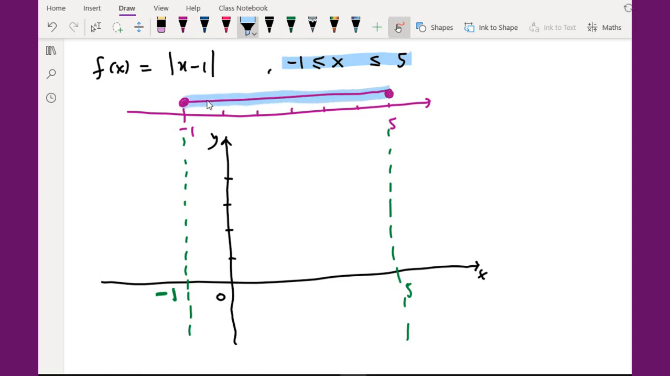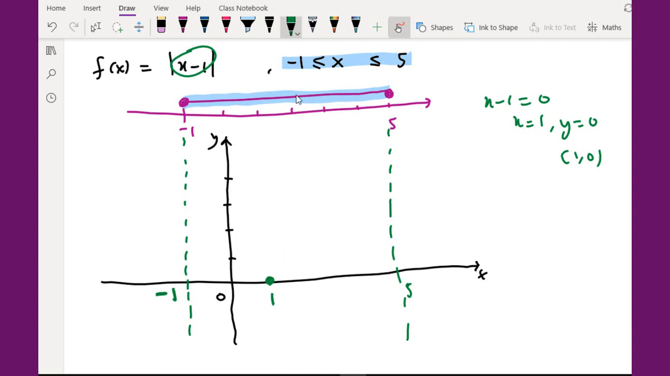Okay, from the domain here, you need to sketch the graph in V shape. Okay, so here, x minus 1 is equal to 0. Find the middle point. X is 1 and y is 0. So (1, 0) is middle point. This is 5. Let's say this is 1. Okay, this is middle point.